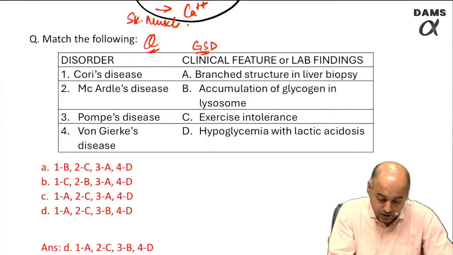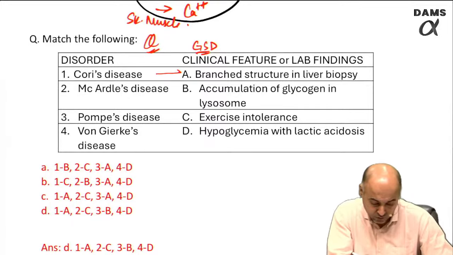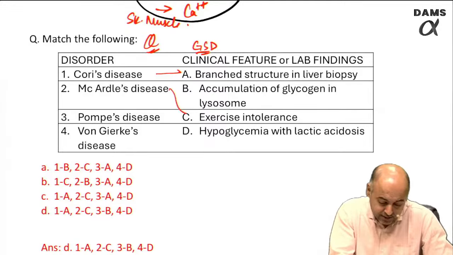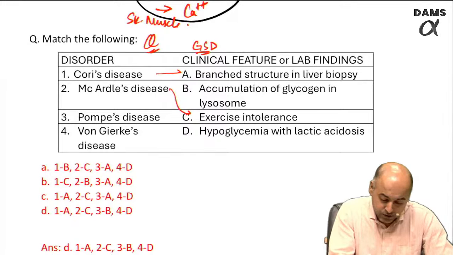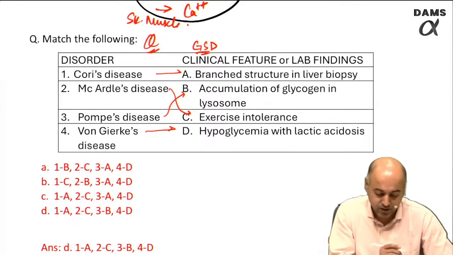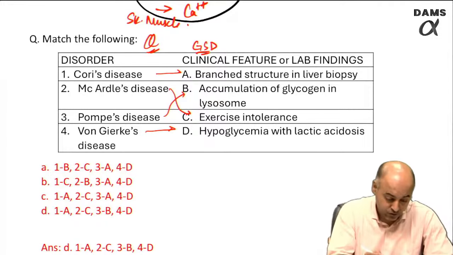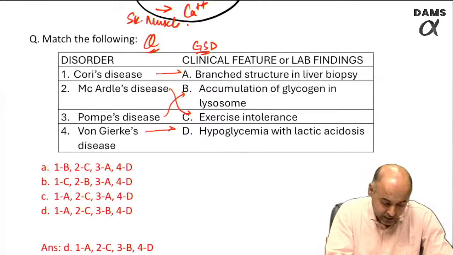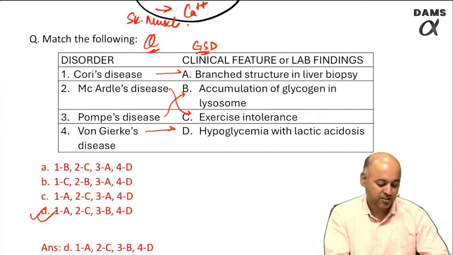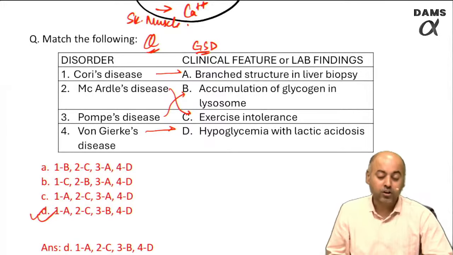Cori's disease is associated with branched structure in liver biopsy. McArdle disease, exercise intolerance. Pompe's disease, accumulation of glycogen in lysosome. In von Gierke's disease, severe hypoglycemia with lactic acidosis. So 1A, 2C, 3B and 4D. Okay, C option is somewhat wonky, but option D is the correct answer.